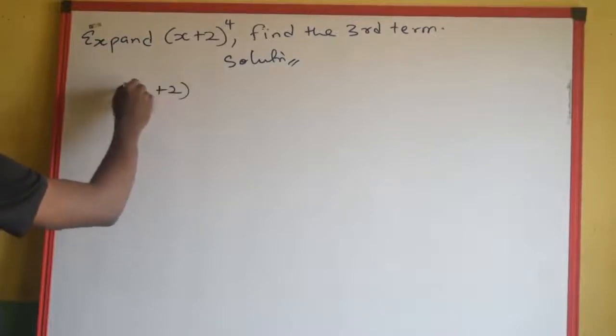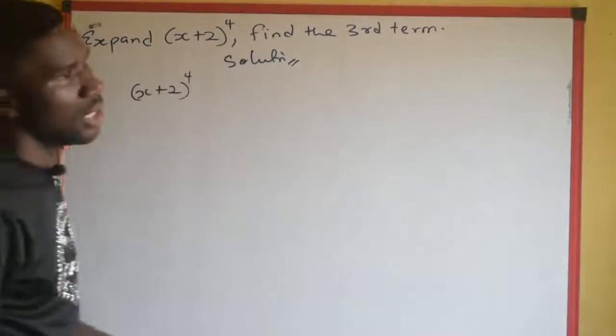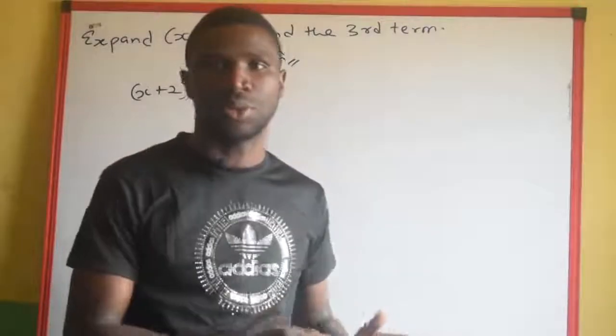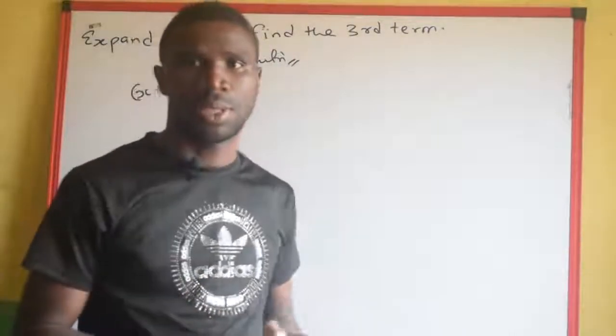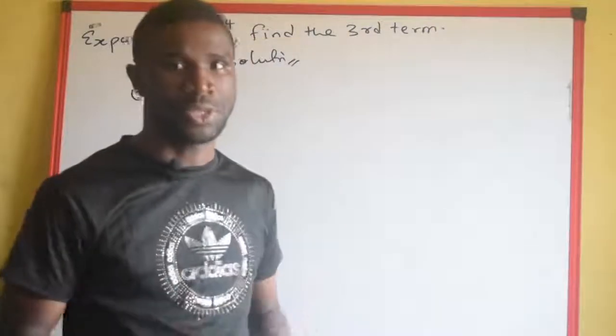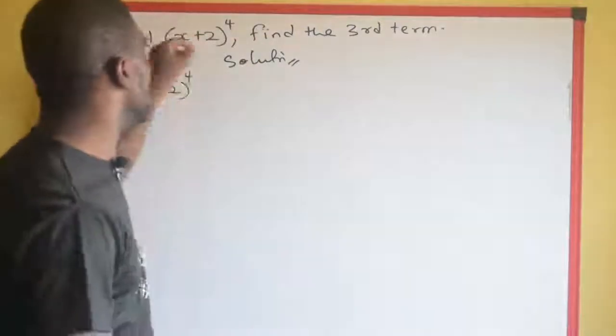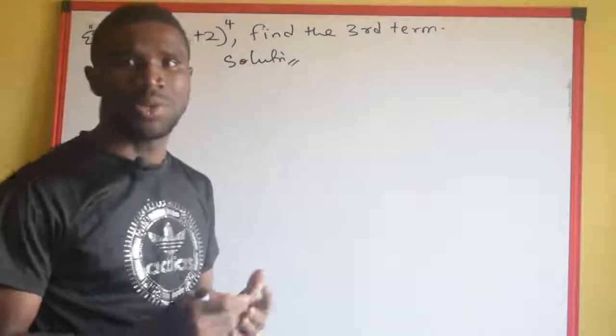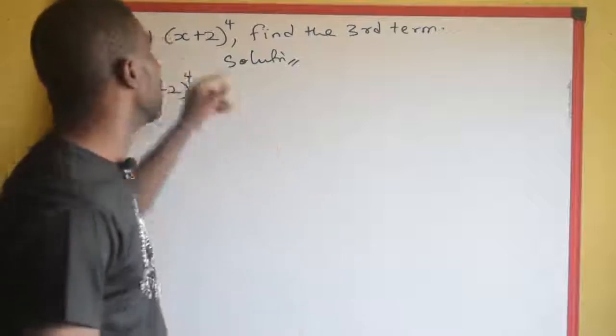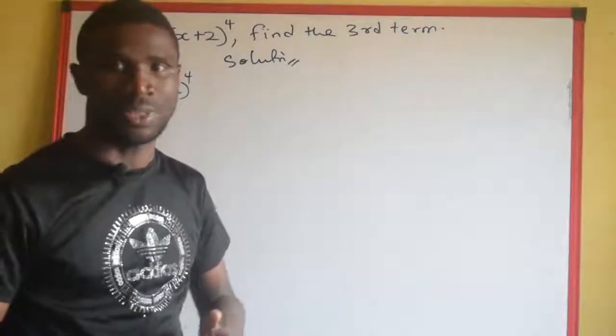So here, I'm not going to use the FOIL method to do this. I'm going to use the concept of binomial expansion, because why this concept is important is because of the time factor. And thus, if you check, the power is 4, it is increasing.